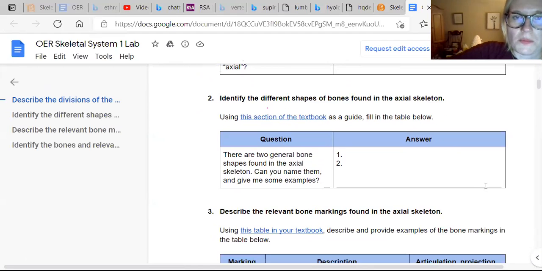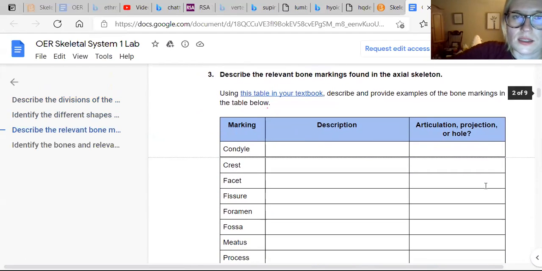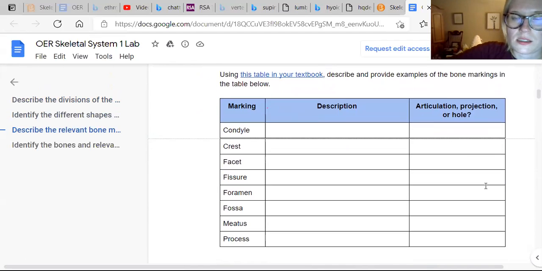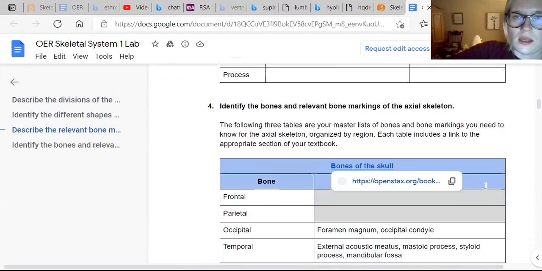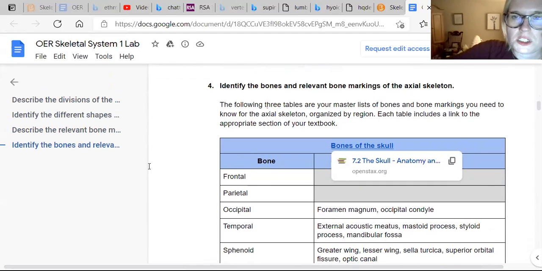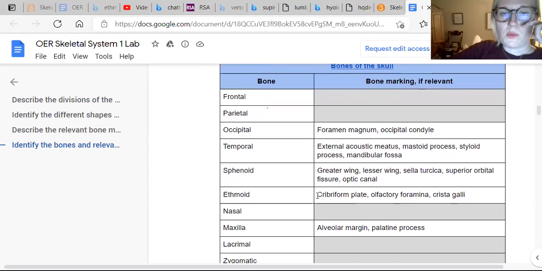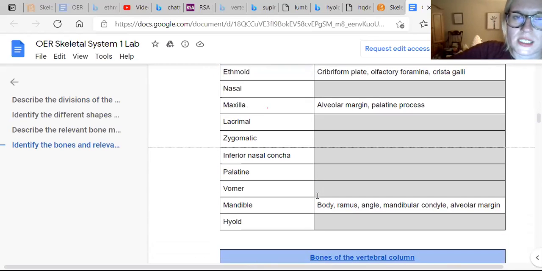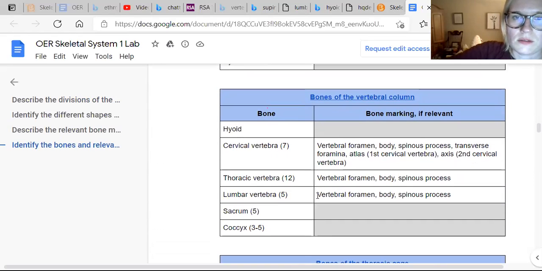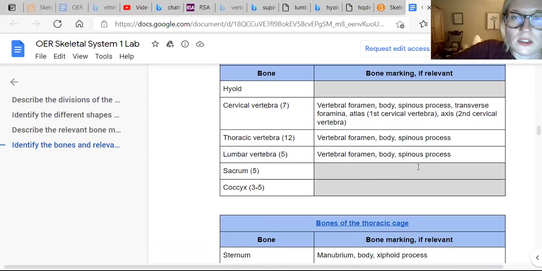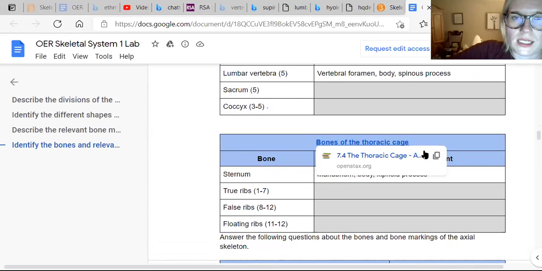Then here are questions about bone shapes that we've discussed. And then you're going to answer things about the markings. And then here we go. Bones of the skull. You'll look at the bones of the skull and answer the markings on those bones. I pointed them out to you, but you'll have to answer in a little more detail. Let's go down. Okay, we've talked about the hyoid, cervical vertebrae, thoracic, lumbar, sacrum, and coccyx. We've already looked at these structures, and a lot of them are listed that you should already recognize.